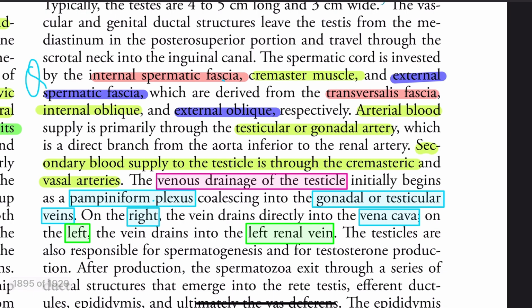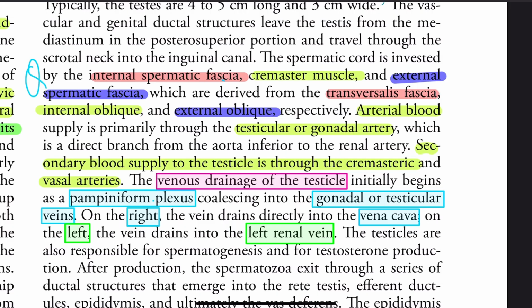So remember, the internal spermatic fascia forms from the transversalis fascia. So remember this fascia and that fascia, do not confuse. Then the cremasteric muscle is derived from the internal oblique. This was asked many times. So the cremasteric muscle is from the internal oblique. And then the external spermatic fascia is from the external oblique. So external is external.